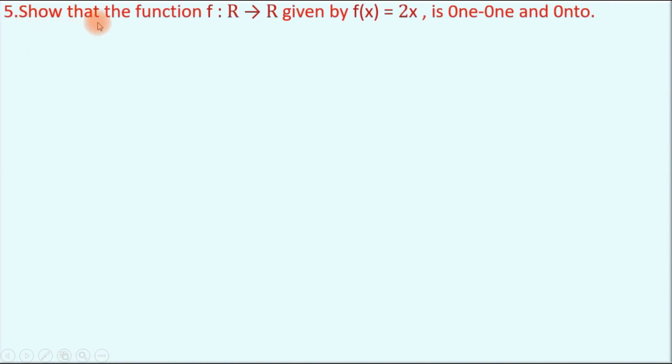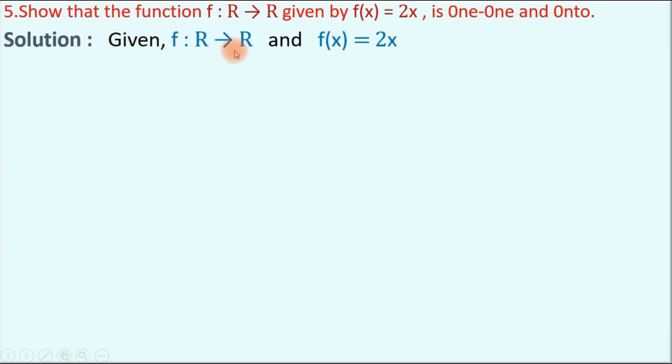Next, problem number 5. Show that the function f from R to R given by f of x equals 2x is 1 1 and onto. Look at the difference between previous question and this question. There it was f from natural number to natural number. Here that is replaced by real number to real number. And that function was 1 1 but not onto. But here this is supposed to be 1 1 and onto.